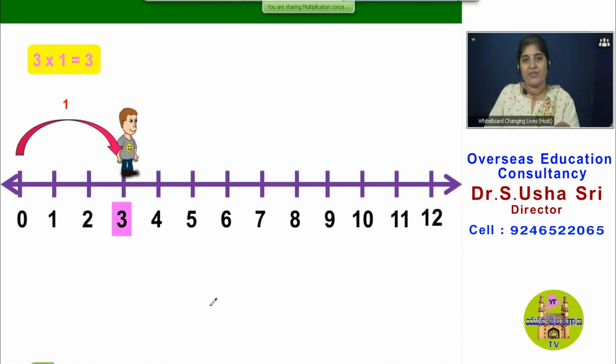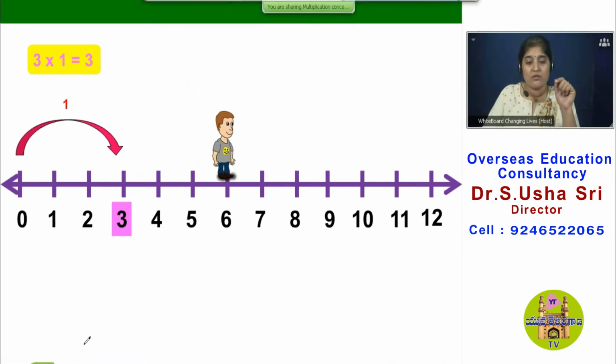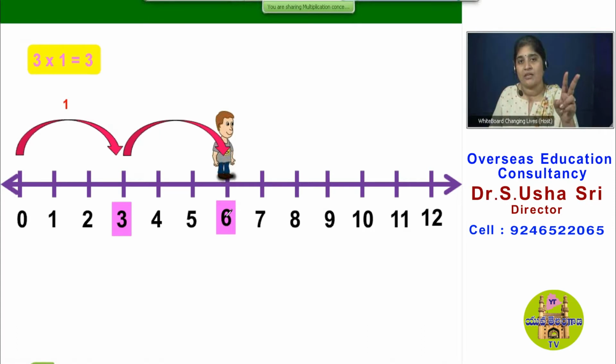So now he is jumping 3 steps. The next is he would jump 3 more steps. If you see here, 0, 1, 2, 3, he came 3 steps. Next, 1, 2, 3, he came to 6. To which number has he come? 6. So how many jumps has he taken? He has taken 2 jumps now. So when he has taken 2 jumps, taking 3 steps at a time, he reached 6. So we say that 3 twos are 6.